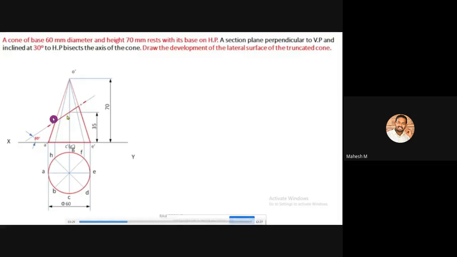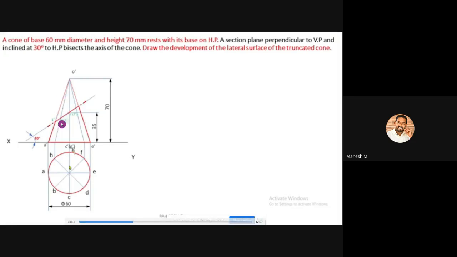Okay, so the starting point is 1 dash, and this one is 2 dash, and this one is 3 dash, and this one is 4 dash, and this end one is 5 dash. Similar to that, please repeat the procedure. Either 6 dash mark, either 7 dash mark, either 8 dash mark. So totally we are having 8 cutting points.